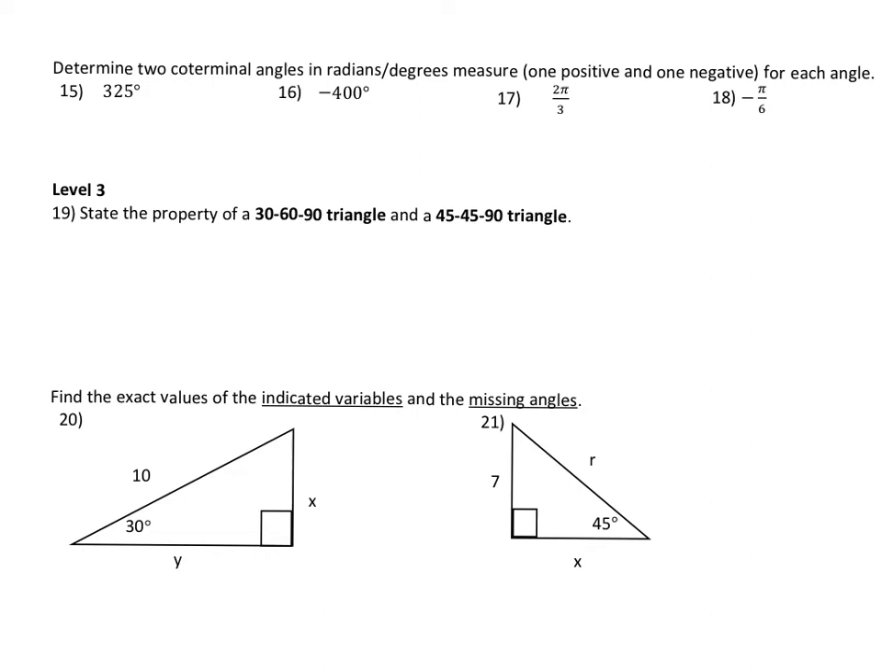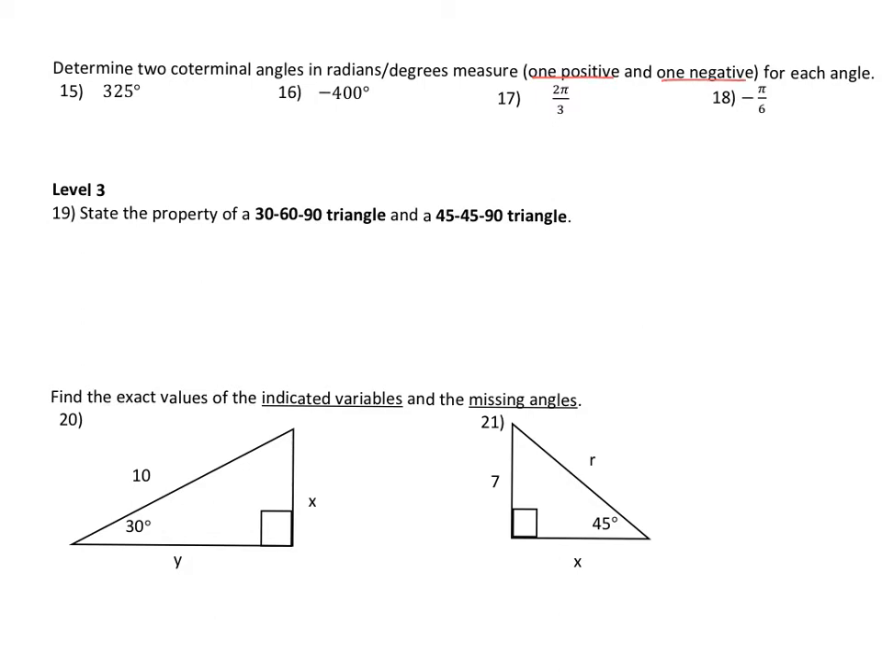So in this video here, we're going to continue where we left off, which was in level 2, problem 15. In these problems, we're asked to determine two coterminal angles, and they're given in either degrees or radians. Here are degrees and here's our radians. One of them needs to be a positive angle and the other needs to be a negative angle.